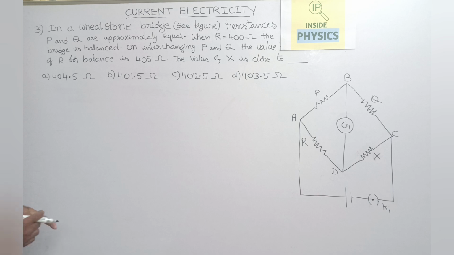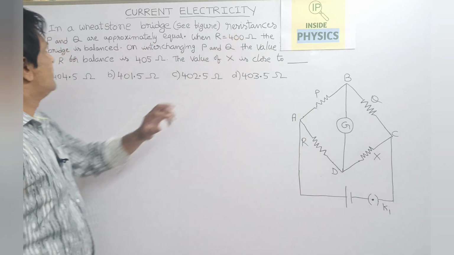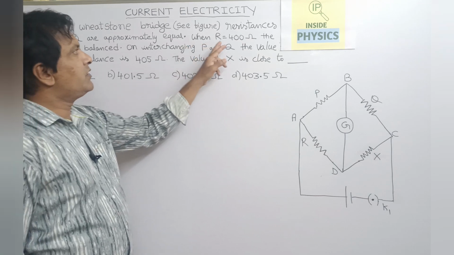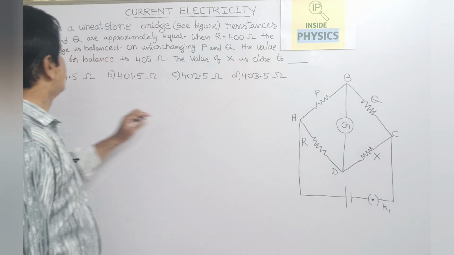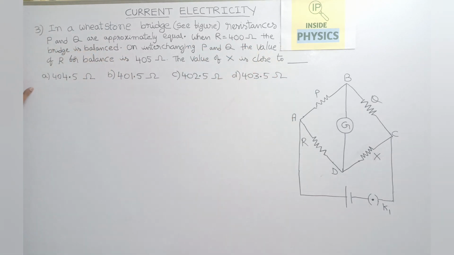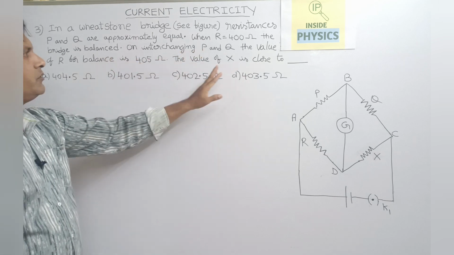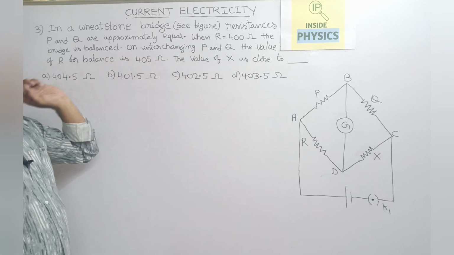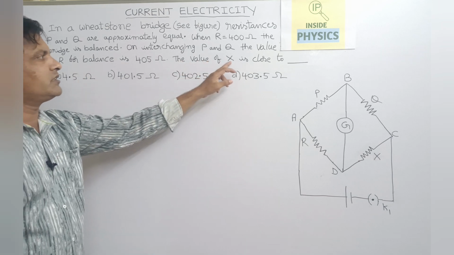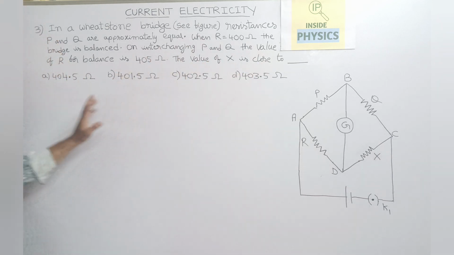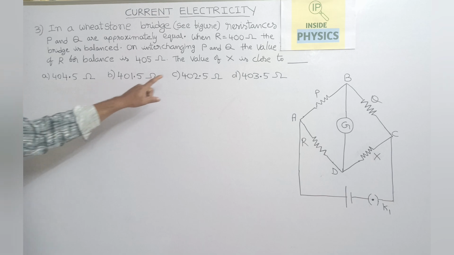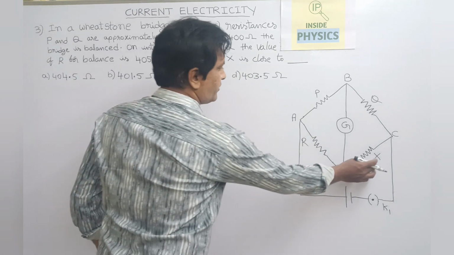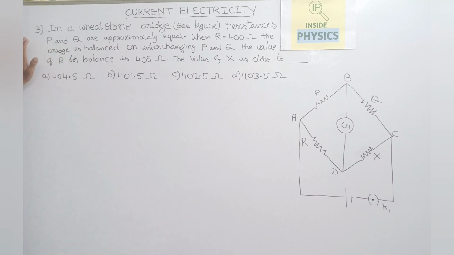In a Wheatstone bridge, which is given in the figure, resistances P and Q are approximately equal. When R is equal to 400 ohms, the bridge is balanced. On interchanging P and Q, the value of R for balance is 405. The value of the resistance X is close to, you can see options A, B, C, D. Now we need to find the X value based on the given data.